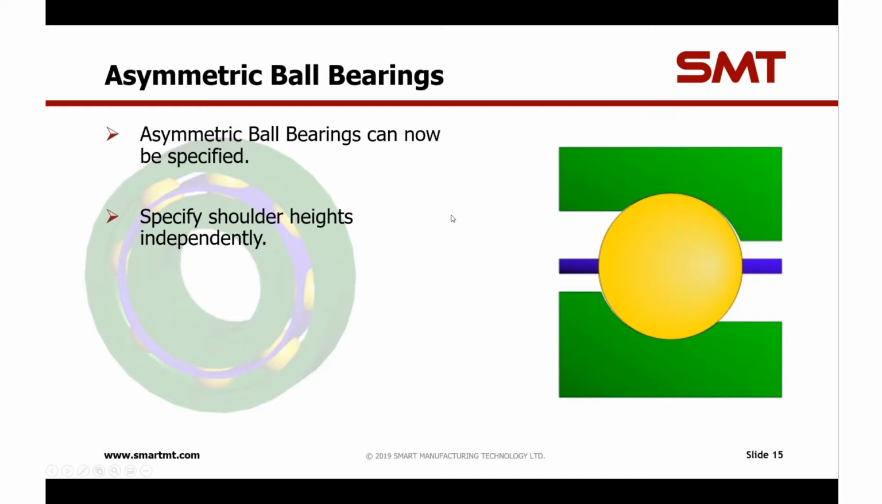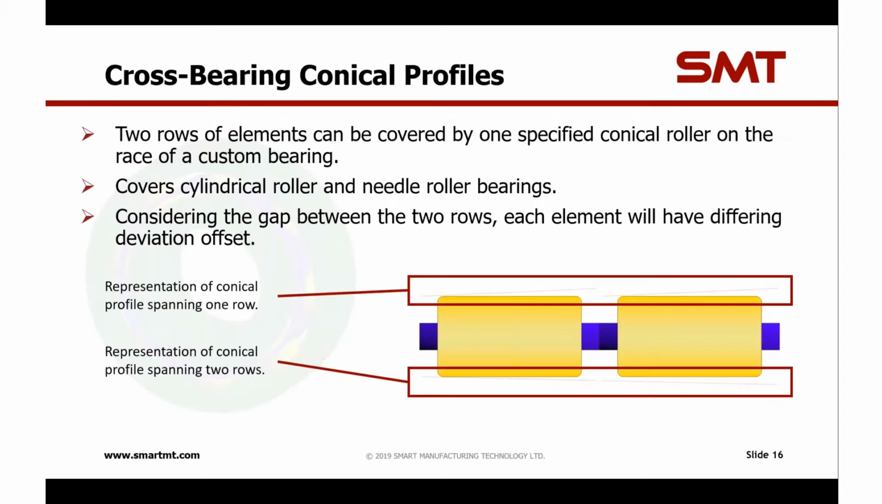Okay, so a couple of small upgrades on the bearings. So we have put in the ability for asymmetric ball bearings. So you can specify the shoulder heights independently for ball bearings, which I'll show you in a second. And we also have the ability for cross-bearing conical profiles.